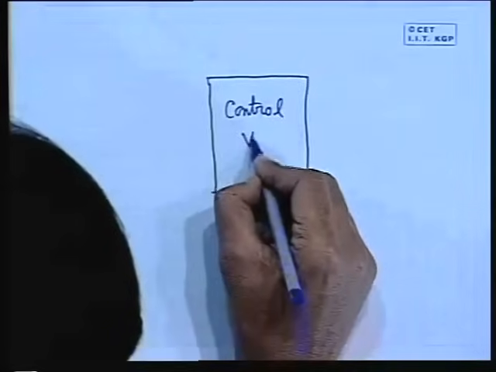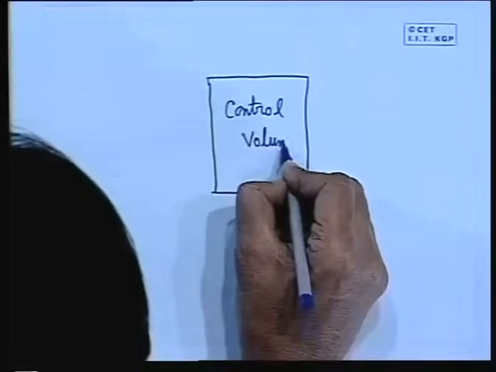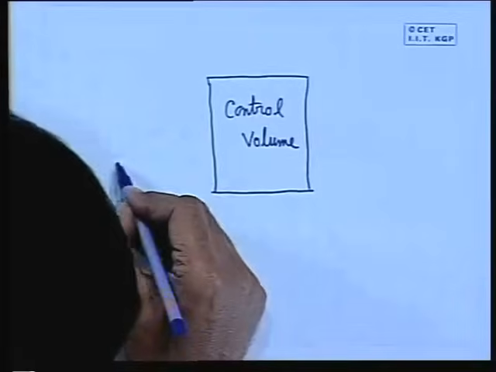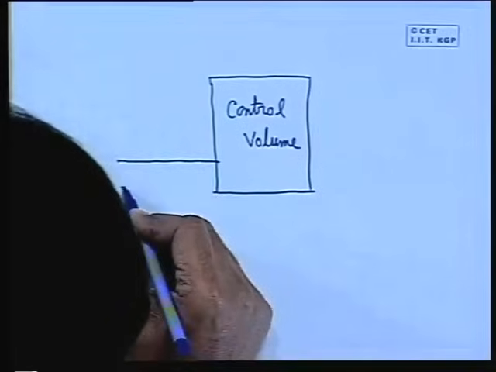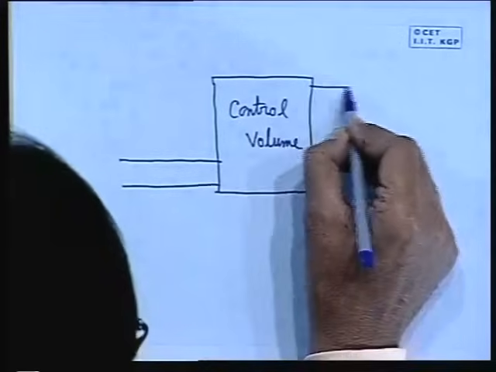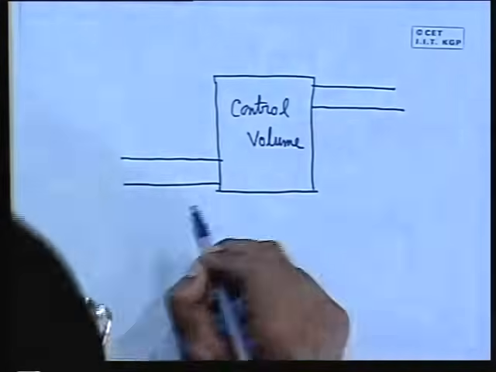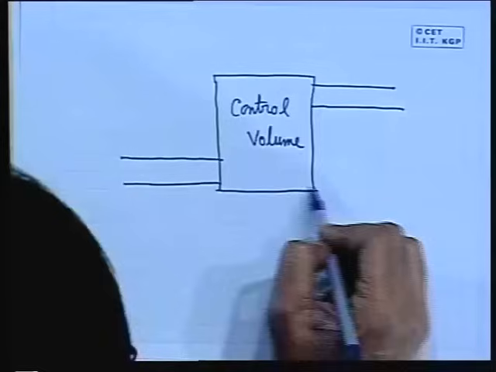Control volume. We know what a control volume is. There is a continuous mass coming in. Let us consider this is the inlet, and this is the outlet, the typical practical control volume. The practical examples are like this.